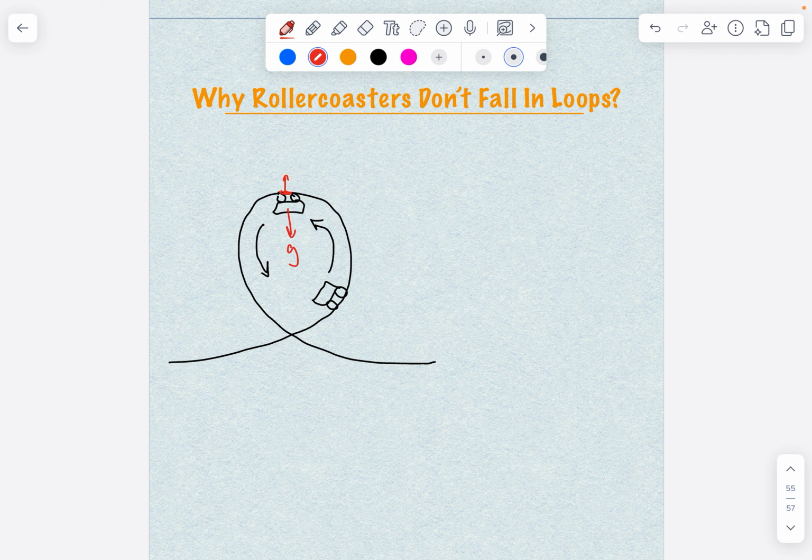I am assuming here that there are no fancy wheel contraptions holding the cart so that even when it's upside down it doesn't fall. I'm saying purely, imagine this was a Hot Wheels track, right? How can we calculate how fast the cart has to go in order to not fall at the top of the loop? And this becomes just a circular motion problem.